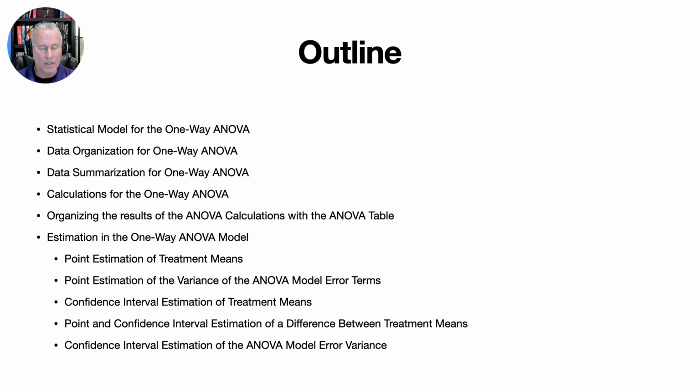We'll then consider estimation in the context of the one-way ANOVA. First, we'll look at how to construct point estimates of the treatment means. We'll then look at point estimation of the variance of the ANOVA model error terms. Once we have those components, we'll be in a position to construct confidence interval estimators of the treatment means. We'll then look at both point estimation and confidence interval estimation of a difference between treatment means. And finally, we'll look at how to construct confidence intervals of the ANOVA model error variance. So we've got a lot to do. Let's jump in.